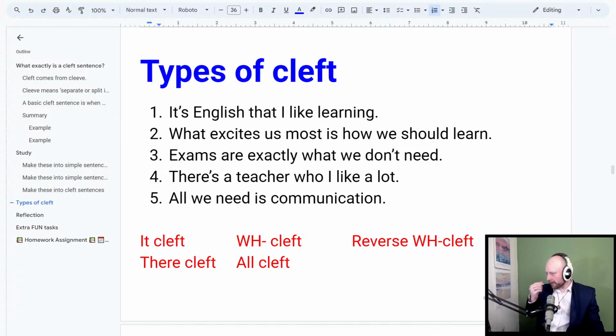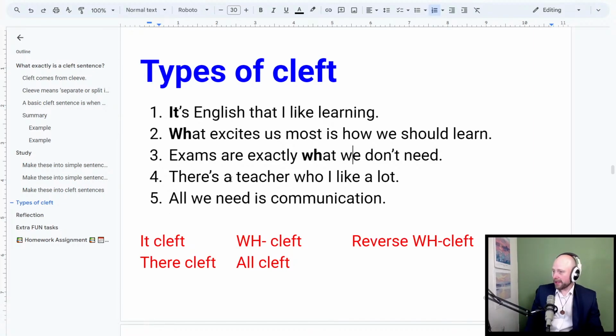So, the types of cleft sentence that we have seen in the lesson today, we have: it's English that I like learning, so we have the it cleft. We have what excites us most is how we should learn. That's a WH cleft. We have exams are exactly what we don't need to learn. That's a reverse WH cleft.